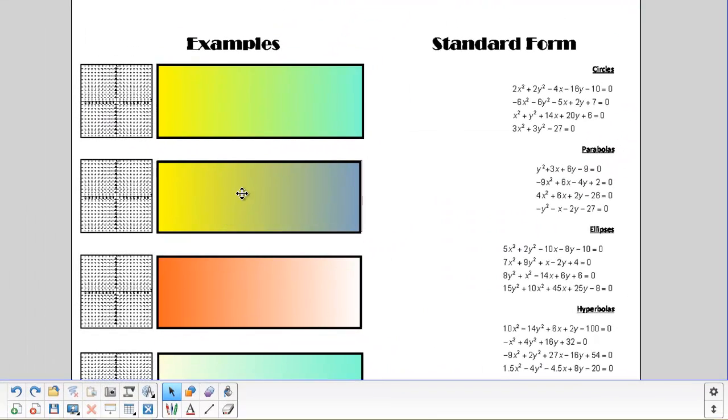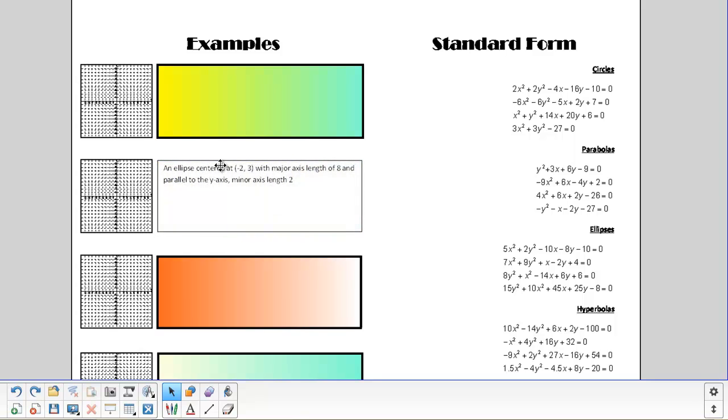All right, our example that we're going to work with today is this one. You have an ellipse that's centered at (-2, 3). It has a major axis length of 8 and is parallel to the y-axis. So we'll begin with that information. Centered at (-2, 3) means that my equation is going to say (x plus 2) squared plus (y minus 3) squared equals 1.